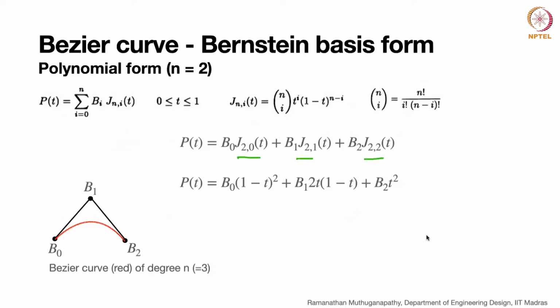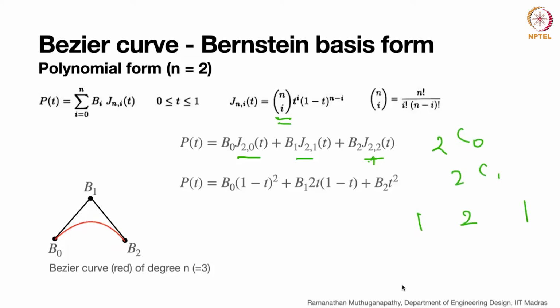So what is J20? J20 is 2C0. What is 2C0? It's one, sir. 2C0 is 1. What about 2C2? It will also be 1. What about 2C1? It is 2. So you can see that this 1, 2, 1 comes here.